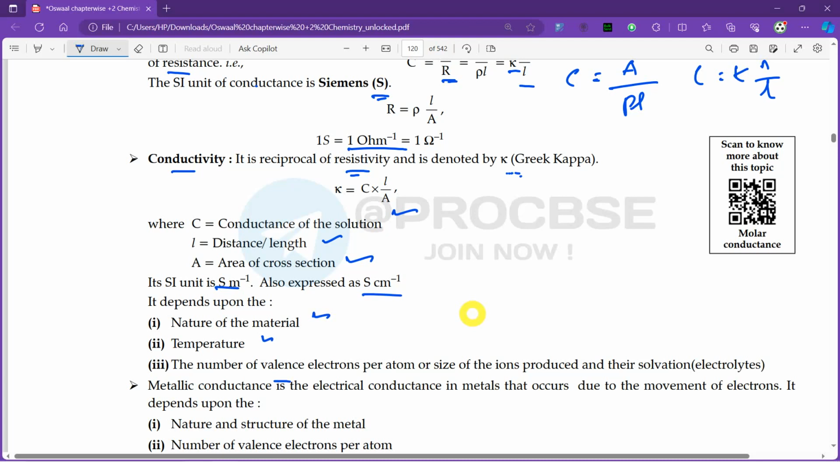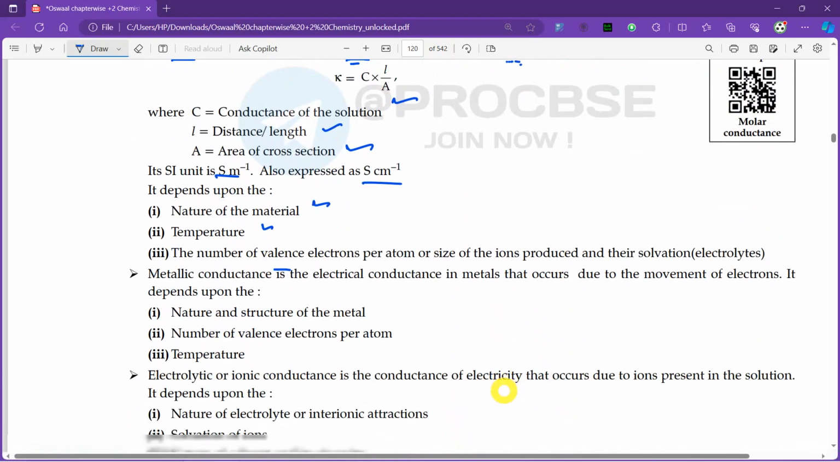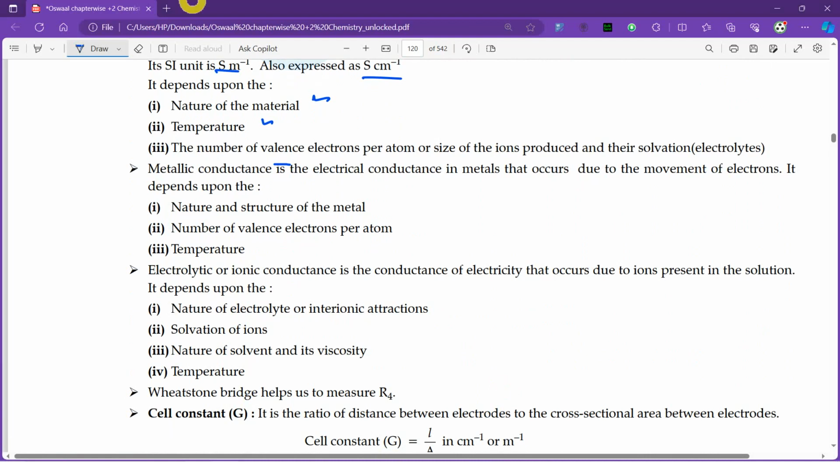And metallic conductance. Metallic conductance is electrical conductance in metals that occurs due to the movement of electrons. It depends upon the nature and structure, number of valence electrons, and temperature.